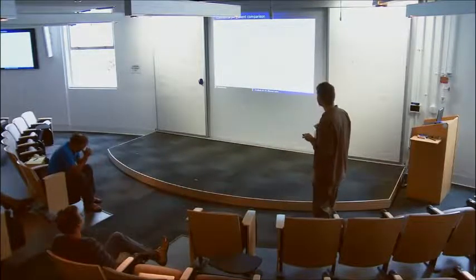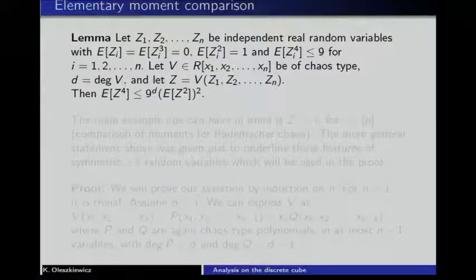Okay, so now, tomorrow I would like to start from a very simple lemma. This is some elementary moment comparison. We'll prove that for any chaos we can bound the fourth moment by the second moment squared times 9 to the power d, where d is the degree of the polynomial. So whenever you have a real-valued function on the discrete cube, and you know that the Walsh Fourier coefficients disappear for all s with cardinality greater than d, then this estimate holds with constant 9 to the power d.